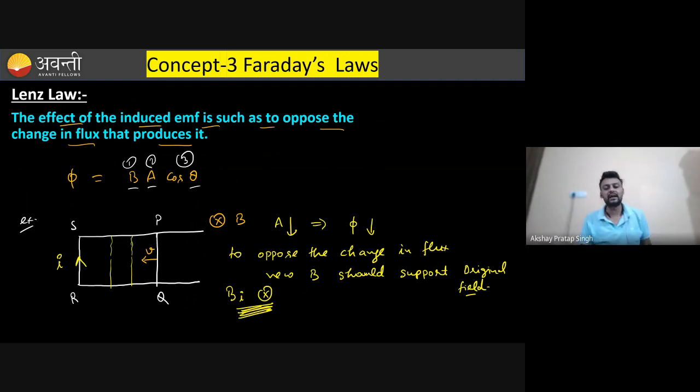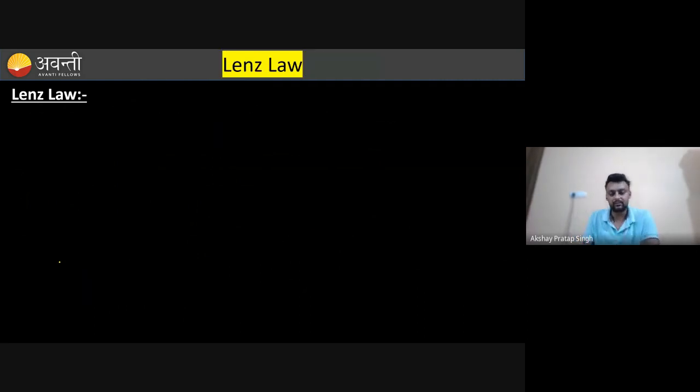Now, what are the steps I have taken? First of all, I need to find whether flux is decreasing or increasing. If it is decreasing, I will try to increase the flux. How can it be increased? By creating a new field which will support the original field. Now, on this basis, we will do some questions, and you need to answer them. Right? Moving further to the next example.